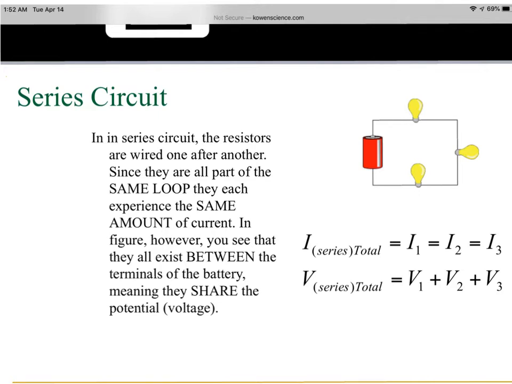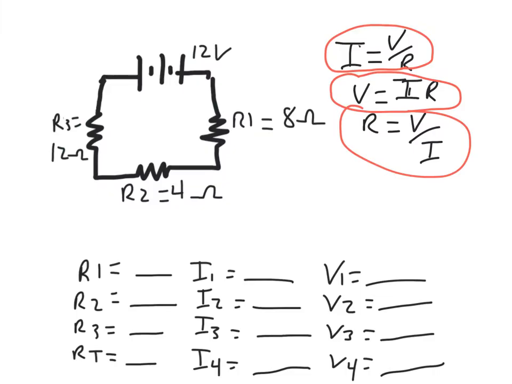In that figure, you'll see that they all exist between the terminals of the battery, meaning they share the potential voltage, so that our current would be the same, but our voltage would be additive. Now let's look at an example of a series problem.